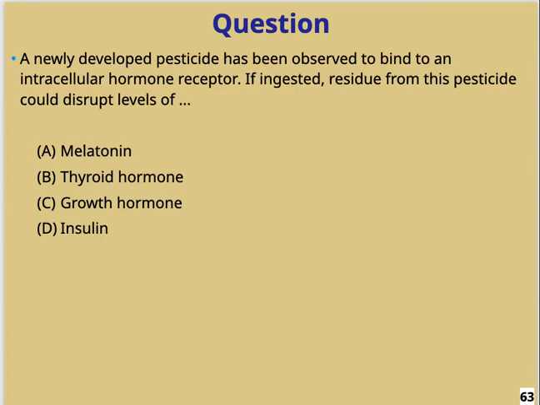So the answer is B, thyroid hormone. Think about why. Of all these hormones, this is the one that can freely cross the cell membrane. It's a fat soluble hormone that can freely cross the membrane to bind to an intracellular receptor.